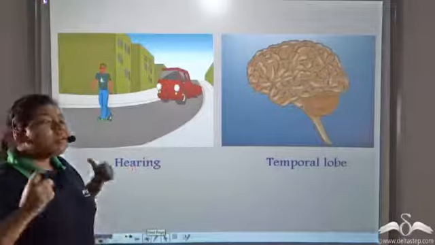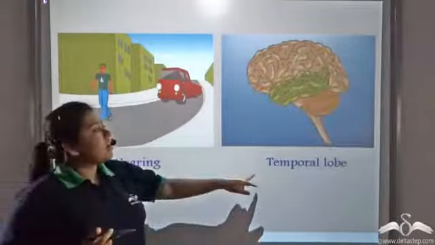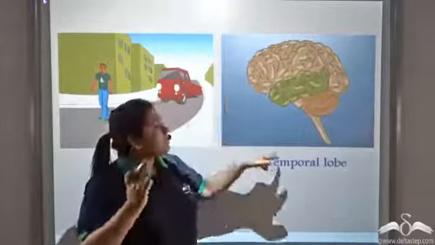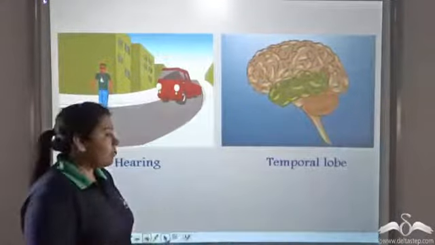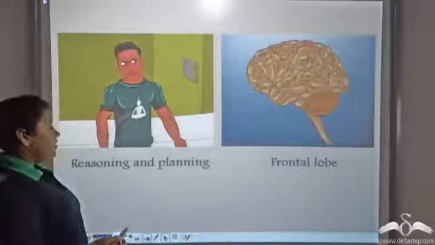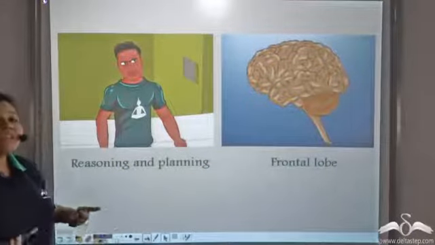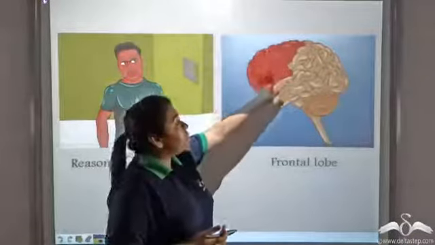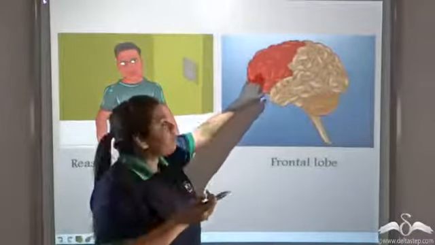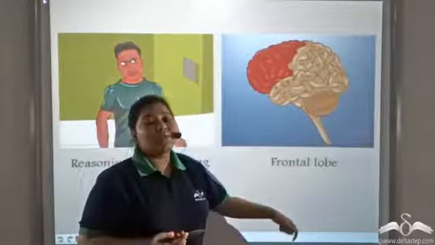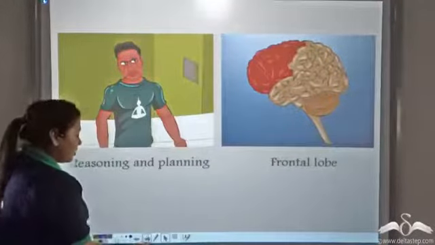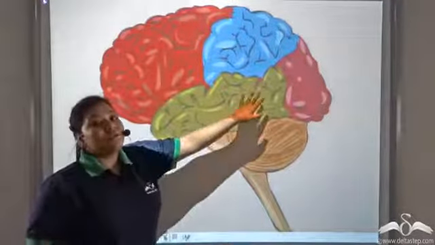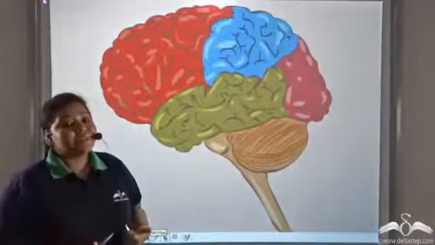Hearing impulses are processed by this lobe of the cerebrum, known as the temporal lobe. And when you reason and you plan whether to cross the road, this part of the cerebrum, the front part of the cerebrum, which is known as the frontal lobe, processes the information. So these are the 4 lobes of the cerebrum.